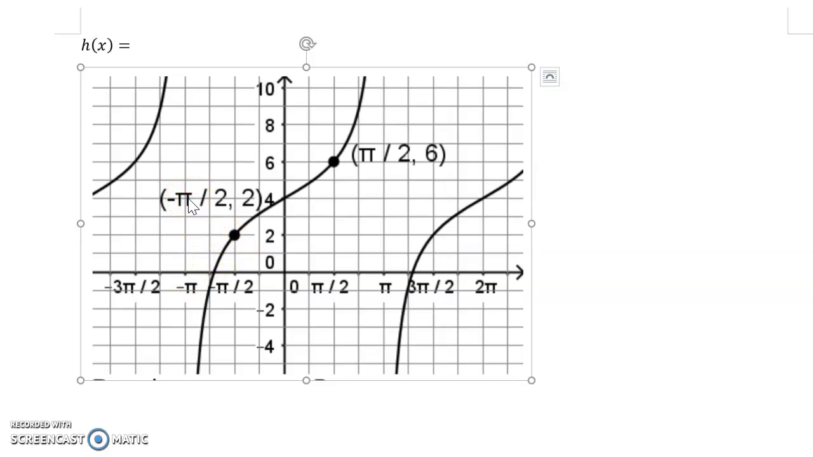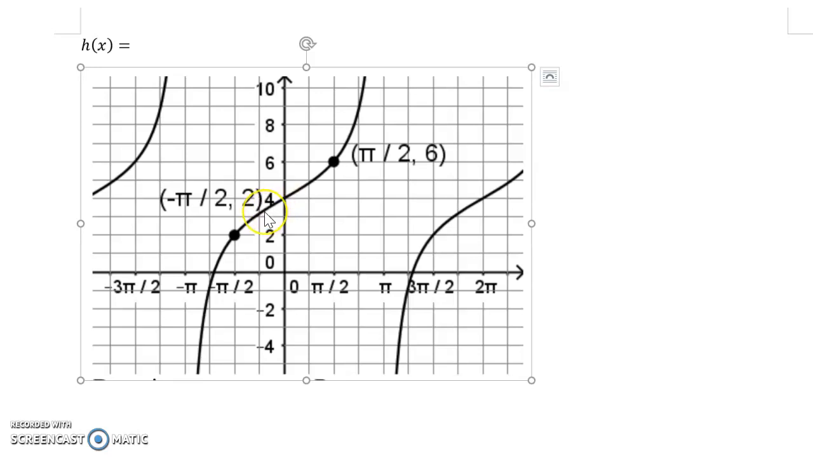They're very nice about that. I have a point at negative pi over 2, comma 2, and another point at pi over 2, comma 6. So if I look at my center, which is at 0, 4, it's safe to assume that there is a vertical shift up 4 units, which means I need to do a plus 4 at the back of my equation.